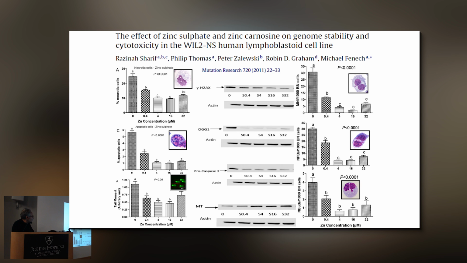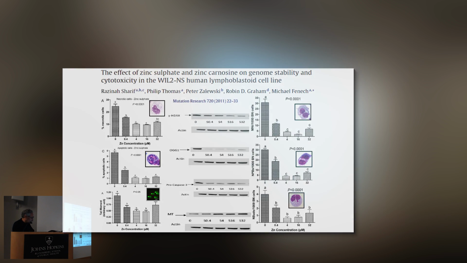The same is seen with necrosis and apoptosis and with the COMET assay, but the sensitivity with the micronuclei and bridges is particularly strong, and this is typical of what we see. You can also look at protein markers, such as gamma H2AX, being very high in deficiency; OGG1 increased because of increased oxoguanine; procaspase, which tells you about apoptotic events; and metallothionein, which is a marker of increased zinc.